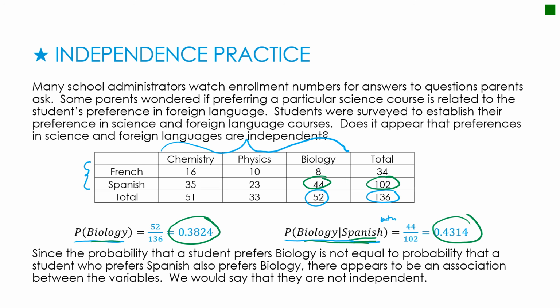Now, keep in mind that I could have shown the exact same thing by proving the probability of French does not equal the probability of French given, say, physics, or any other number of ways. So there's a lot of different ways that you could have done this. This is just one of the ways that I chose.